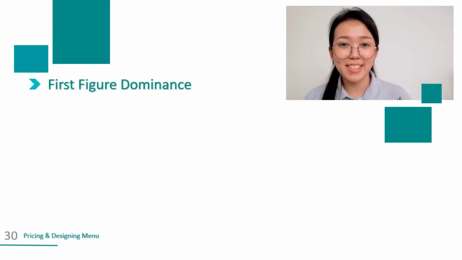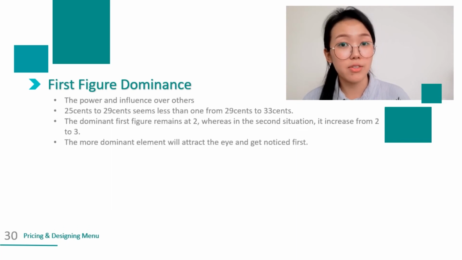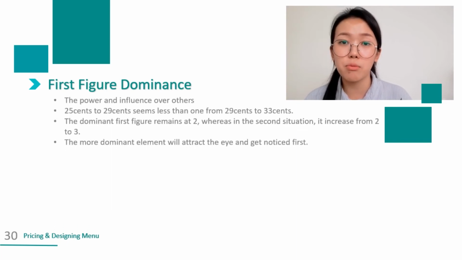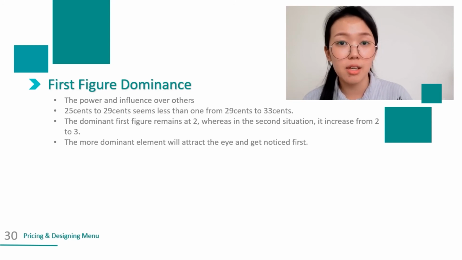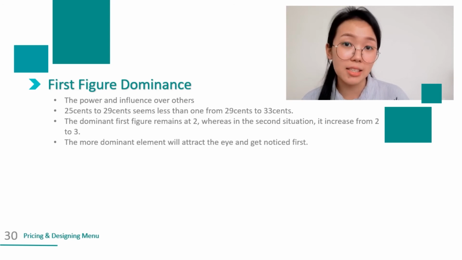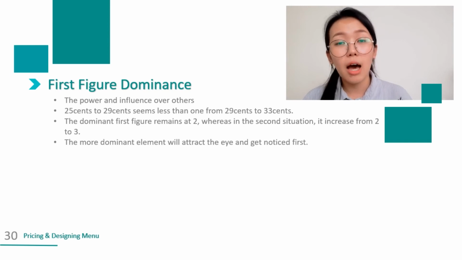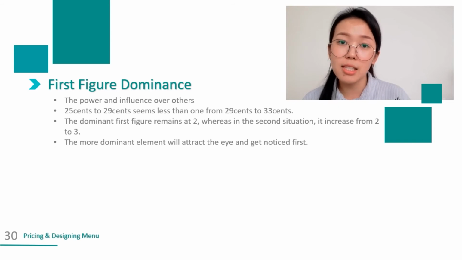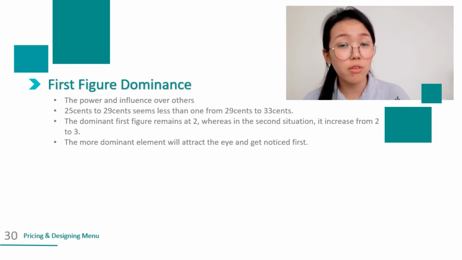First figure dominance has power and influence over others. If you see a price that increased from 25 cents to 29 cents, most of the customers may think it has little or even no influence on them. However, if the price increased from 29 cents to 33 cents, this will change the mind of the customers. In the first situation, the dominant first figure remained at 2, whereas in the second situation, it increased from 2 to 3. Hence, the more dominant elements will attract the eyes and get noticed first.